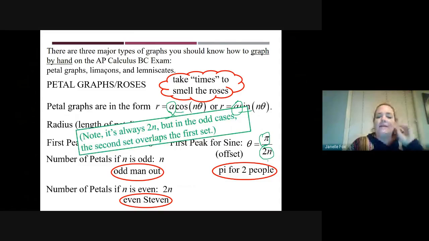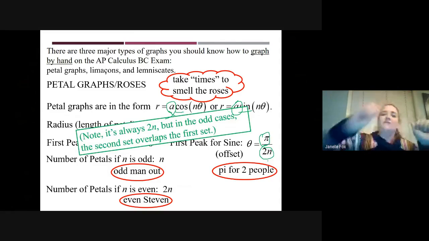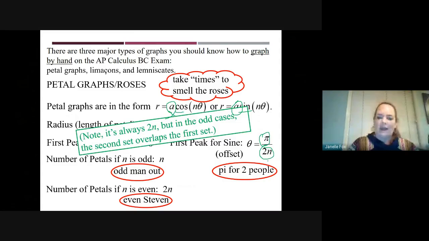It's already written for you. But in the odd cases, it graphs on top of itself, and then it actually goes around 2 times. So normally, the period for all this stuff happening is 0 to 2 pi. But when it's an odd, it actually completes the cycle in only 0 to pi. It's kind of interesting like that. Okay, so let's do some examples.